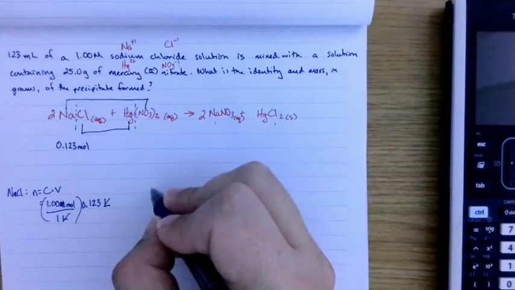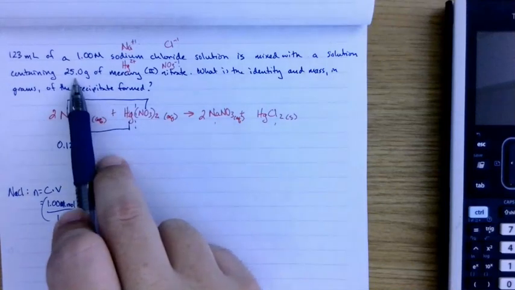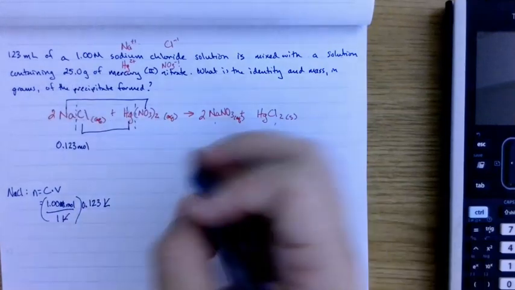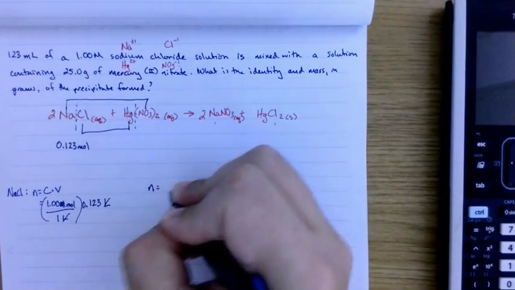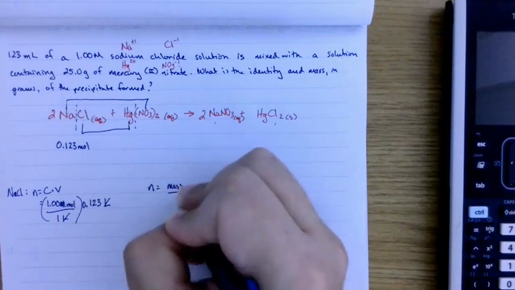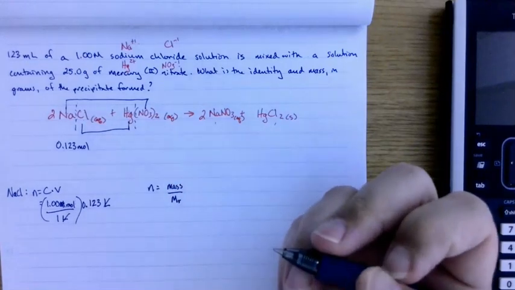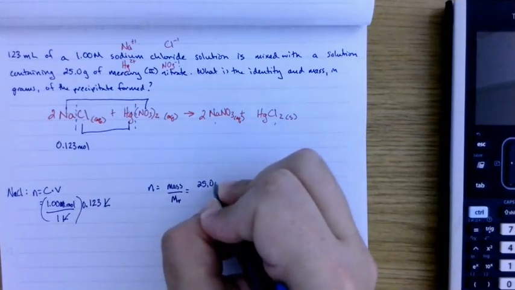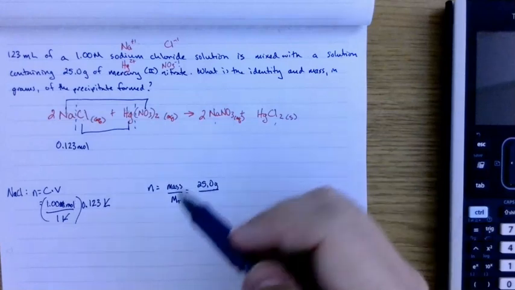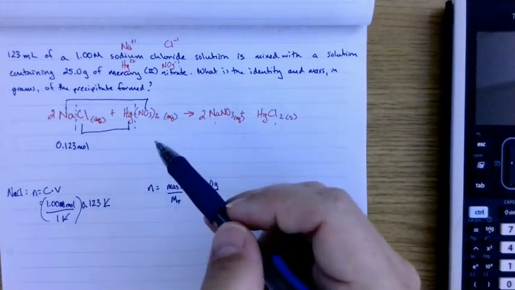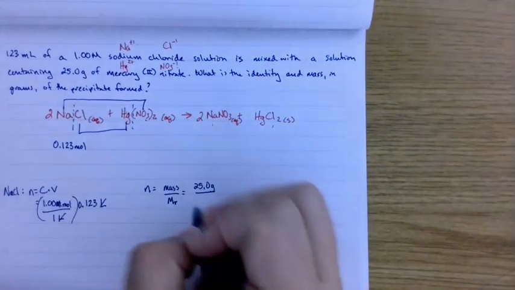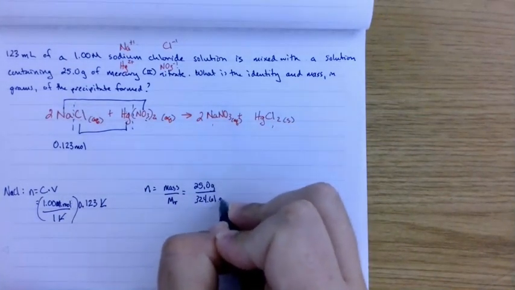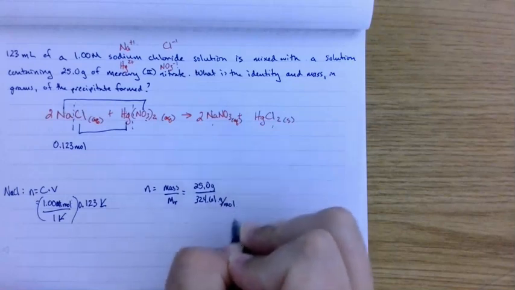Mercury 2 nitrate, okay? Different story here. We don't have concentration and volume. We have mass, all right? And mass is pretty simple to use because moles equals mass over relative molar mass, okay? So our mass is 25.0 grams. We need the relative molar mass of mercury 2 nitrate. So mass of 324.61, and that is grams per mole.